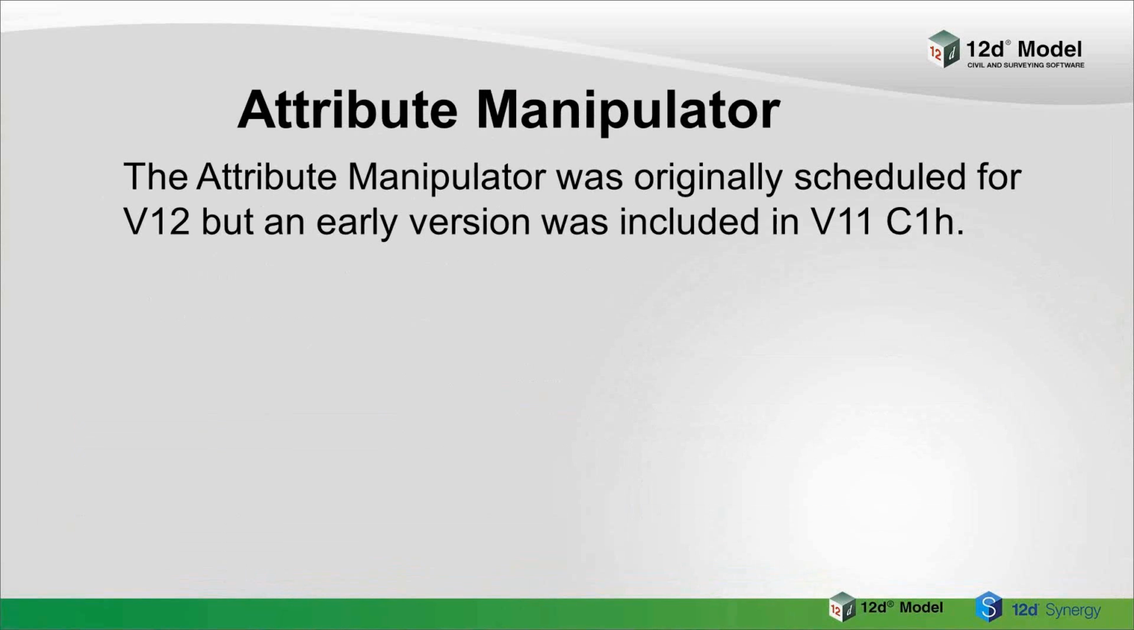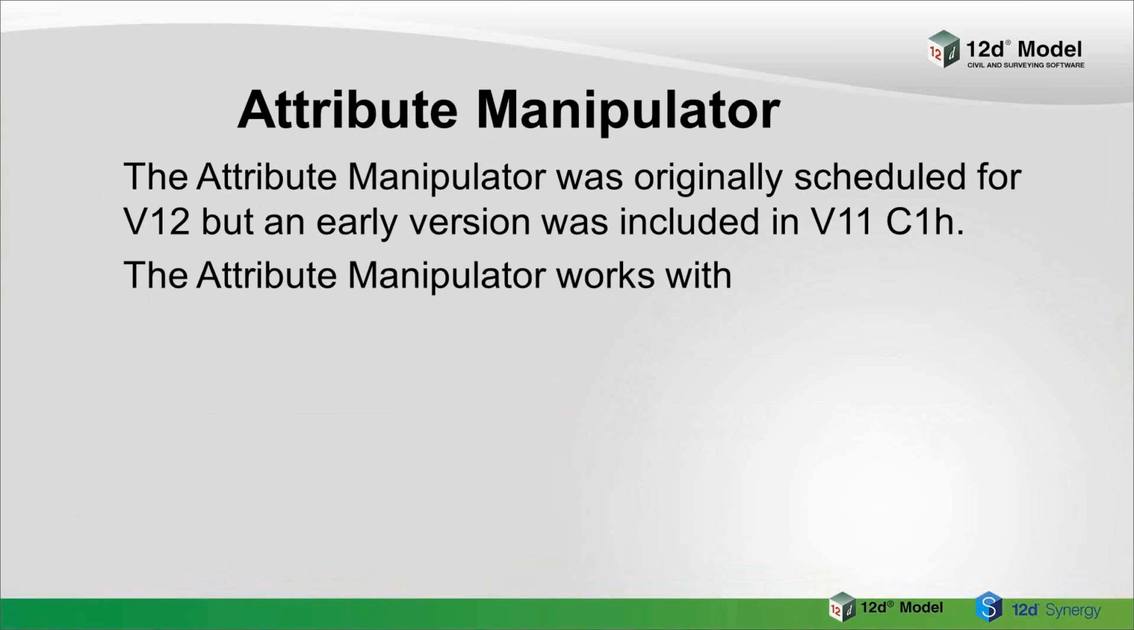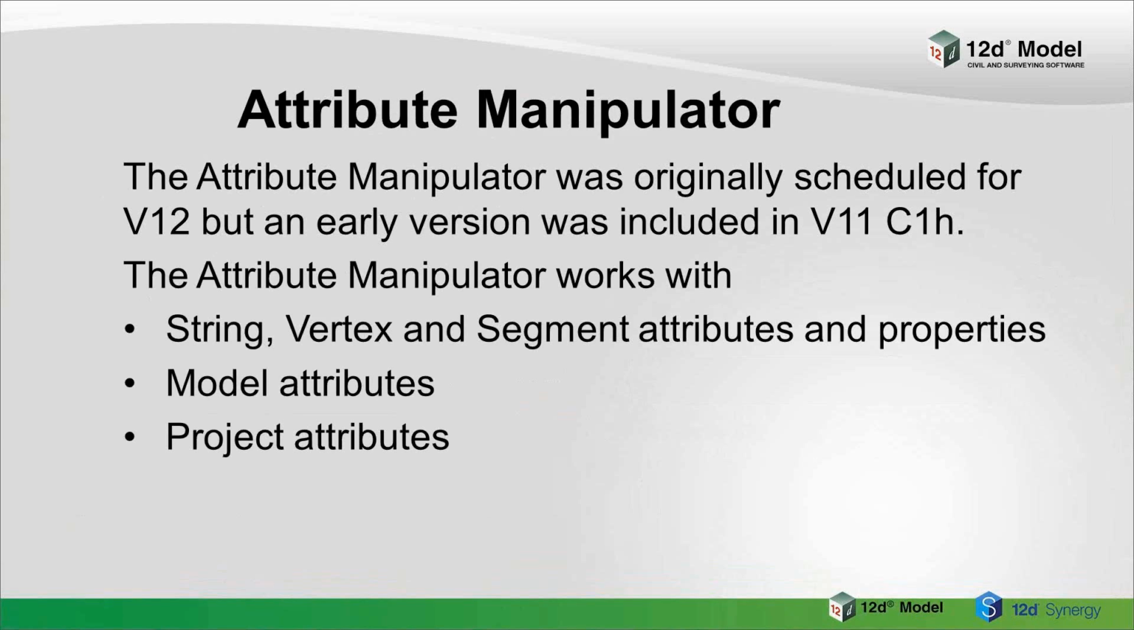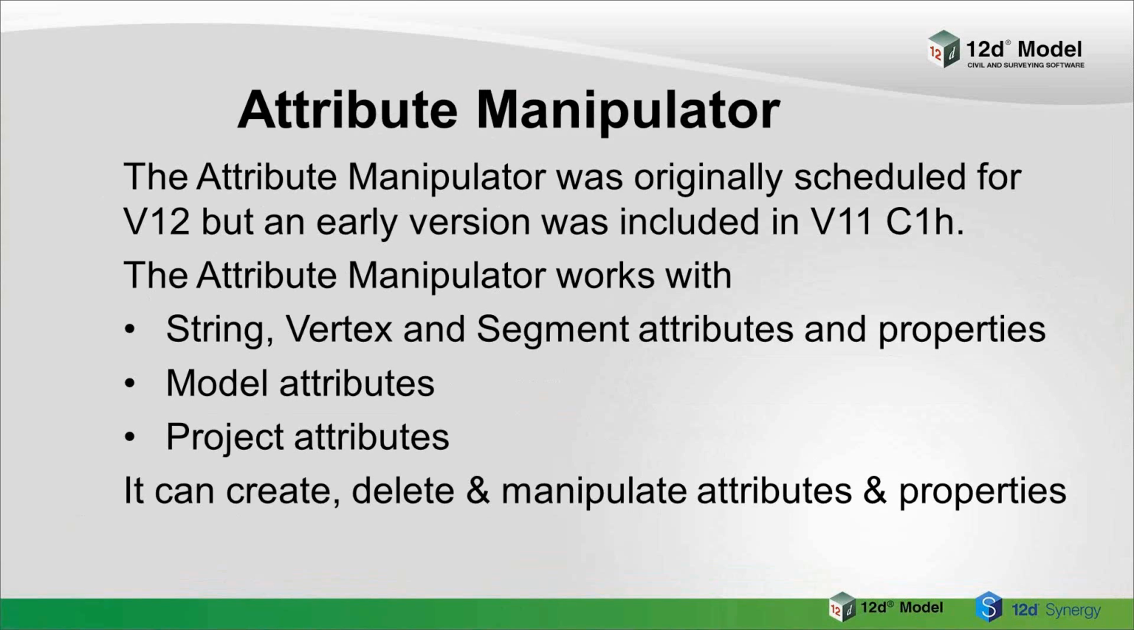The attribute manipulator. Now this was introduced in version 11 C1H because we found lots of uses for it. So it came a little bit early, but it's been beefed up heaps inside version 12. It works with string, vertex and segment attributes and properties. It also can work with bringing in and out model attributes and also project attributes. And it's capable of creating, deleting and manipulating these attributes and properties. But what will be easier to do is get Pete to demonstrate that to you.